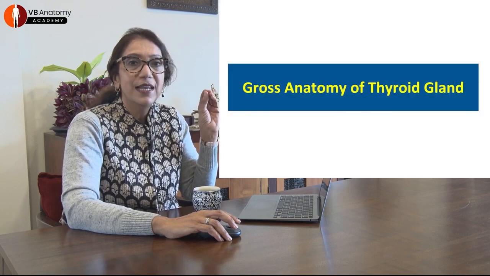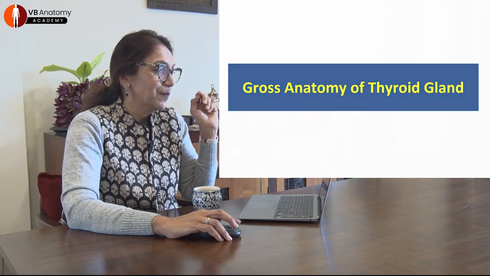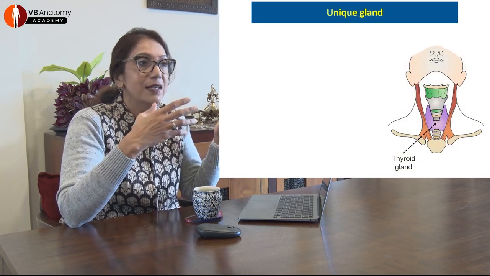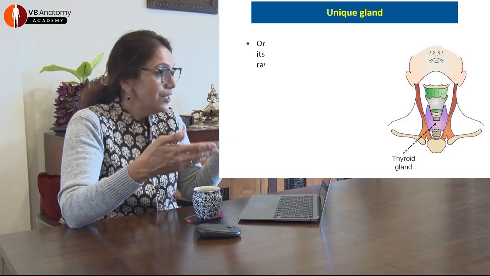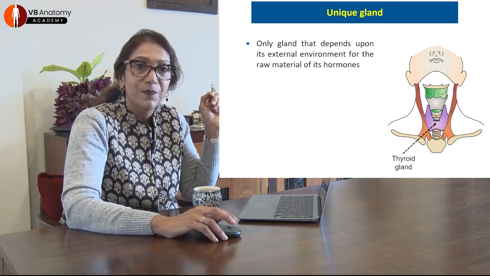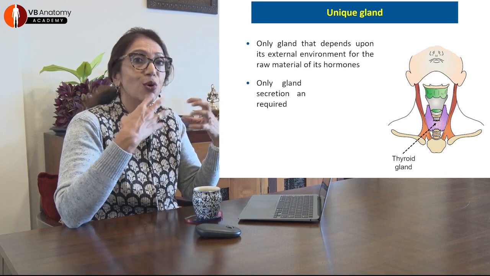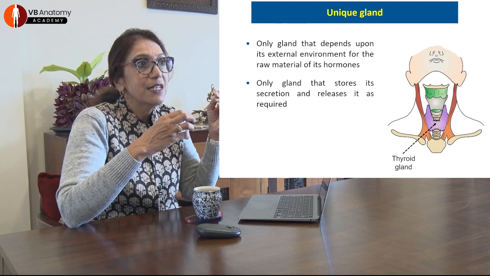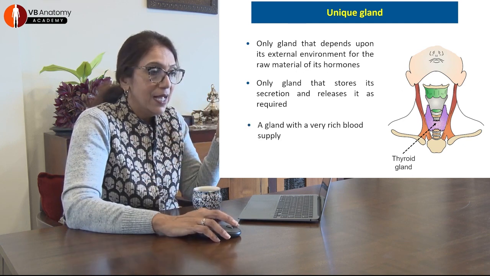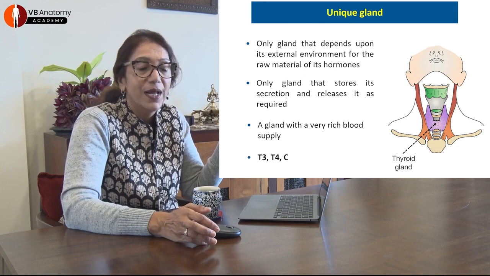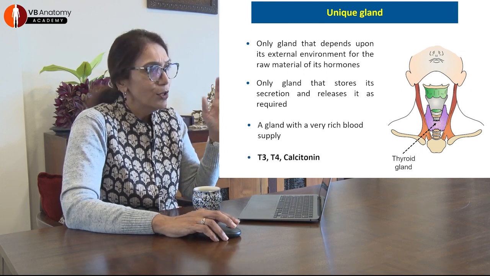Right. So, gross anatomy of the thyroid gland. First, what is this gland? Students, it's a unique gland. It's one of the few glands in the body which depends upon the external environment for the raw material of its hormones. It's also a gland that stores the secretion and releases it as required. It's a gland which has massive blood supply. And finally, it's an endocrine gland that secretes T3, T4 and calcitonin. So it's a unique gland.